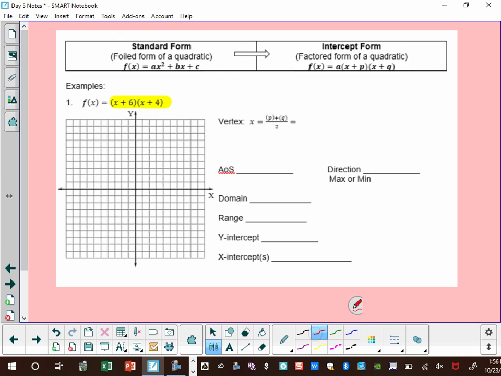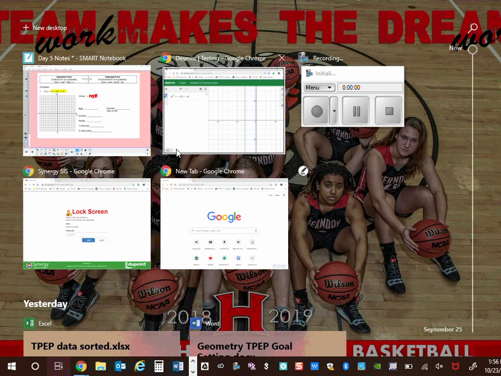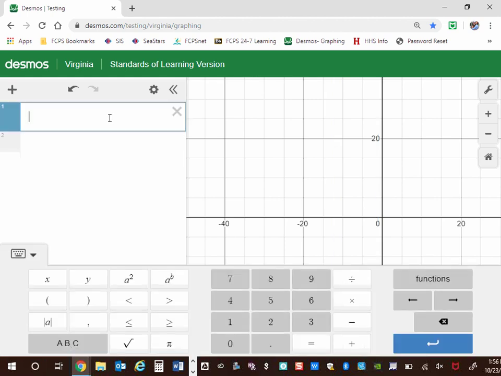For your vertex, I do not care. We're not using that formula. We're just looking at our computer. I'll type this one in with you. All right, so we have parentheses, x plus 6, times parentheses, x plus 4.